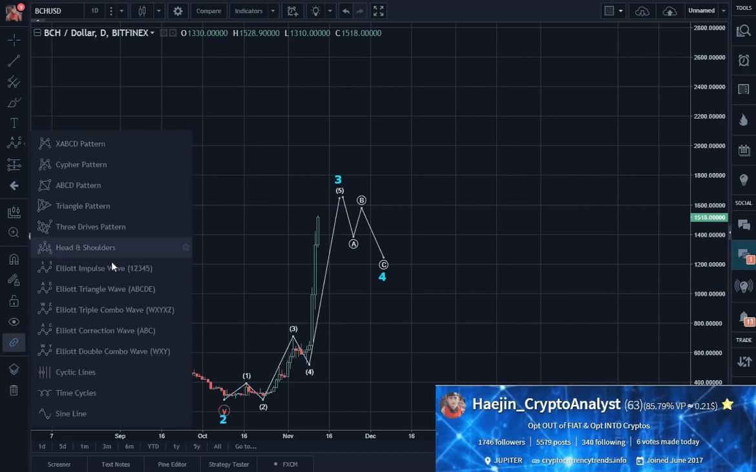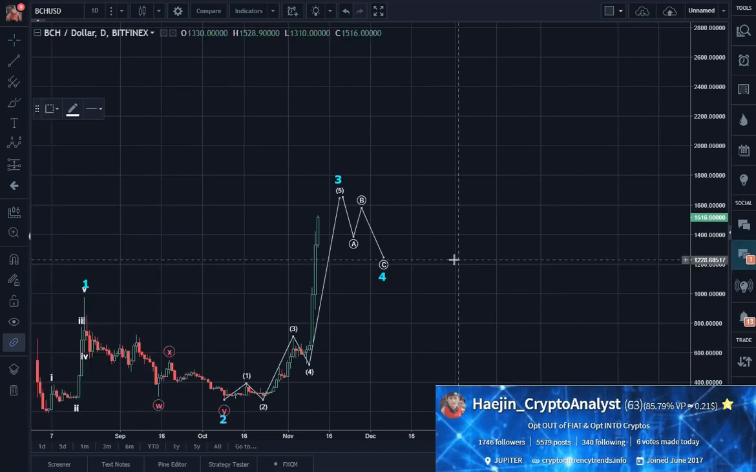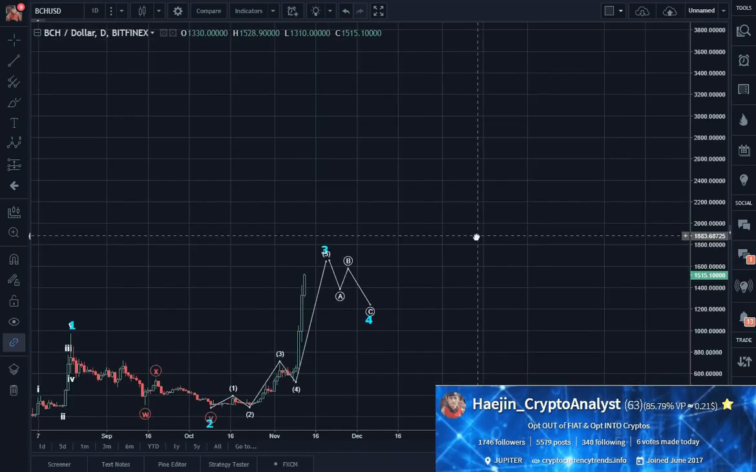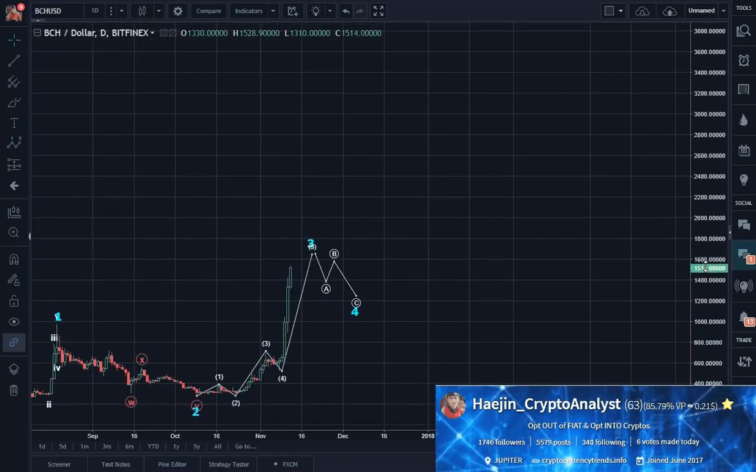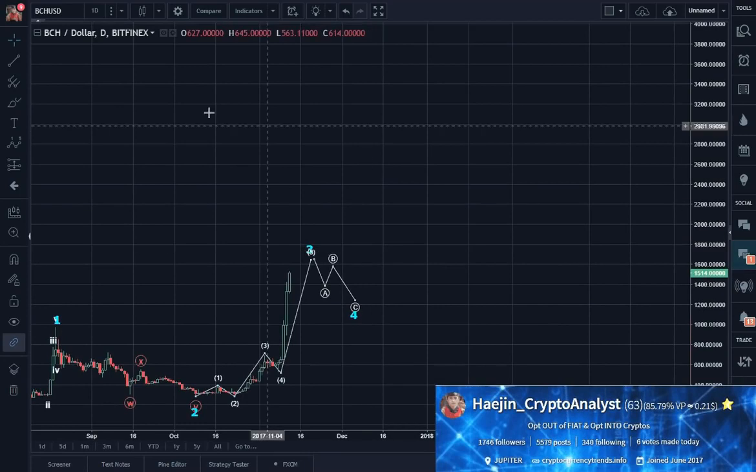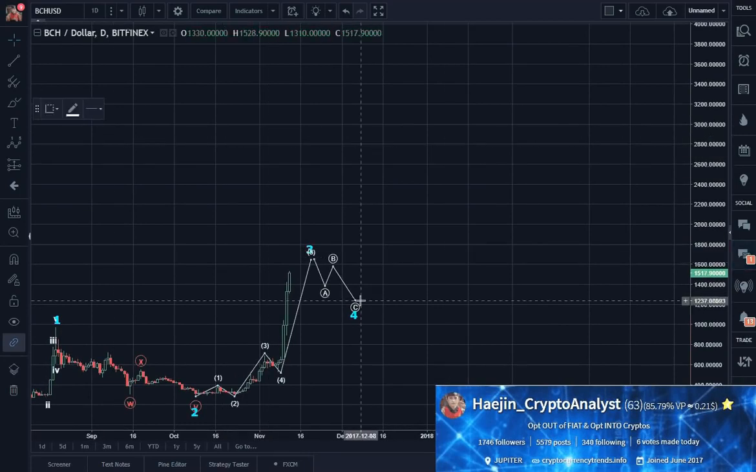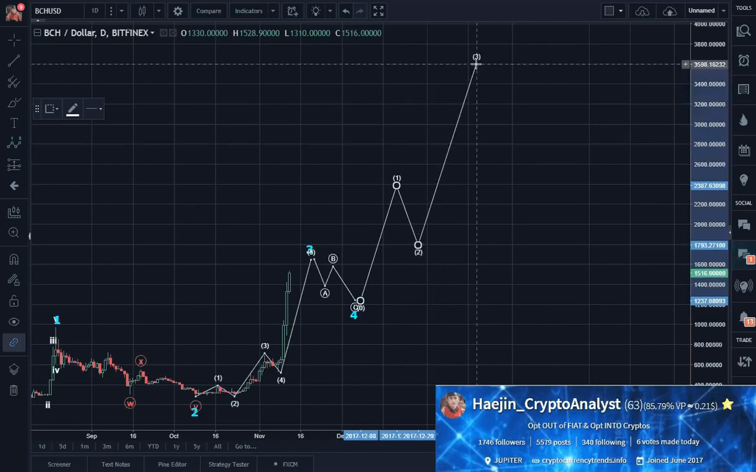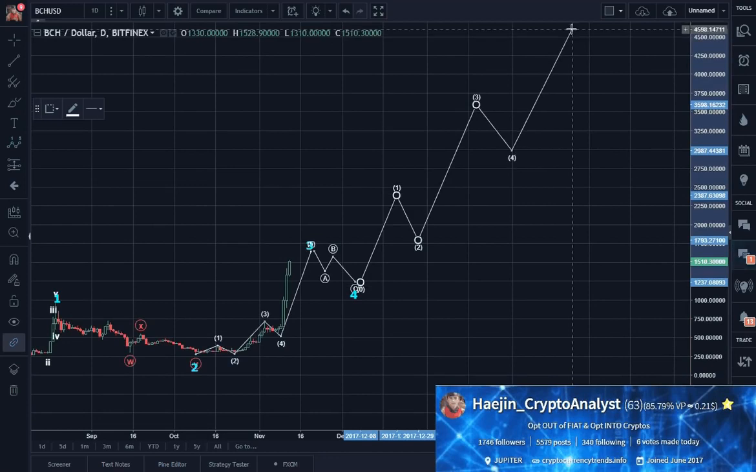Why? What's after wave 4? Here it is. And I'm shrinking it down so I can fit the waves in. Ready for this? 1, 2, 3, 4, 5.